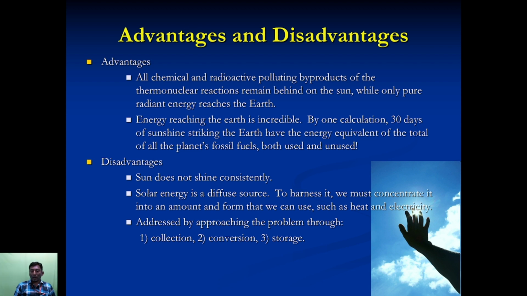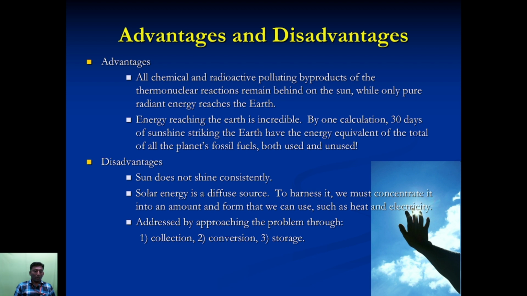For a calculation, 30 days of sunshine striking the earth has energy equivalent to the total of the planet's fossil fuel, both used and unused. So you can imagine the quantity we are talking about. That is for only one month, equal to the total of the planet's fossil fuels, used and unused. This is so much. So what it means is that the availability of solar energy is very high, and it is available in vast amounts.